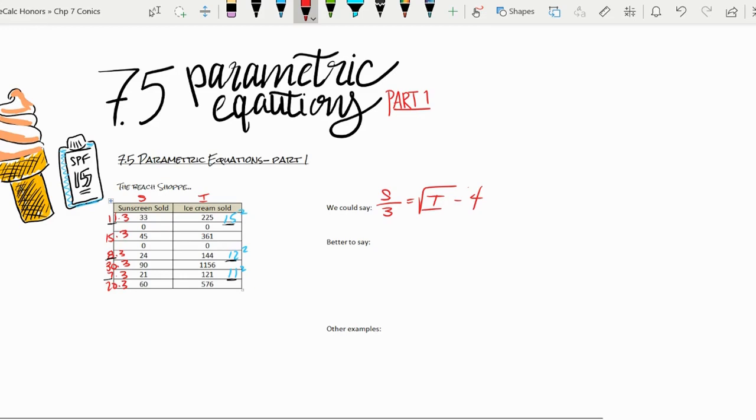And in fact, we could make it like our normal equations that we've seen, sunscreen in terms of ice cream. If I write an S equals equation, that means sunscreen would equal 3 times the quantity square root of ice cream minus 4. Now, I hope you're thinking this makes perfect sense, right? Sunscreen depends on my ice cream sales. If I sell 225 ice cream bars, cones, whatever it is, I'm obviously going to sell 33 sunscreens.